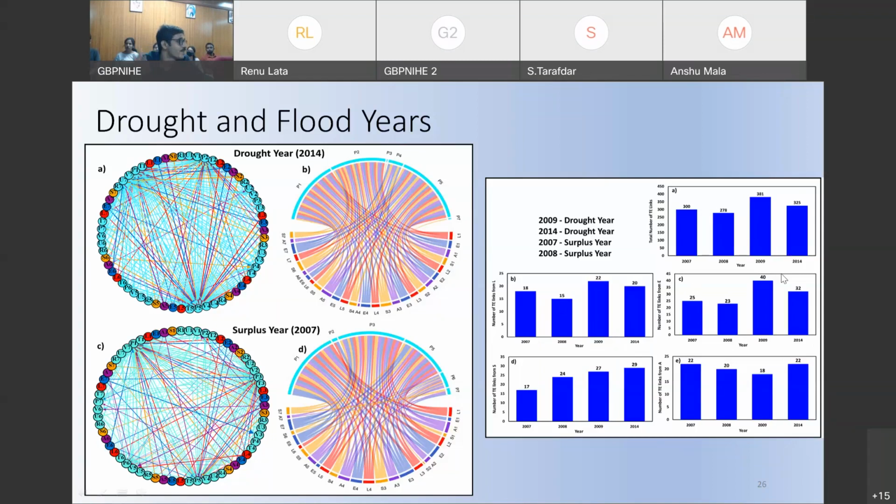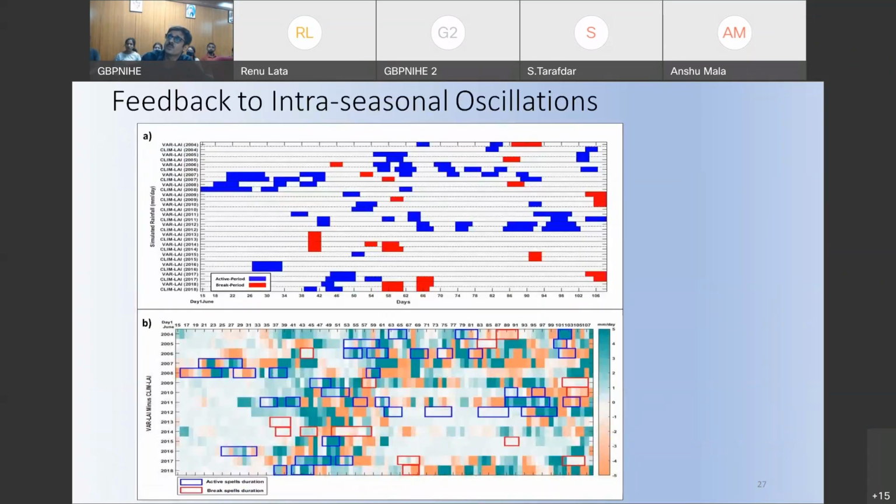So land drives many of the monsoon processes during the deficit years. It generates a lot of recycled precipitation to sustain the monsoon. And this is what consistently is happening over the drought years, which is not really happening over the surplus years. Then what we wanted to test is, let's go to the final slide.